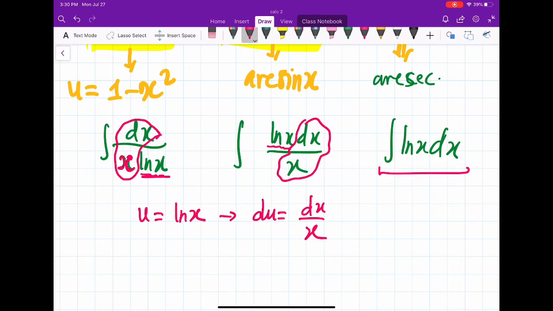Okay, so again, these examples just show you we need to be flexible. We need to be flexible, and of course we need to practice a lot so that we can recognize integrals and recognize the formulas we need to use in each case.